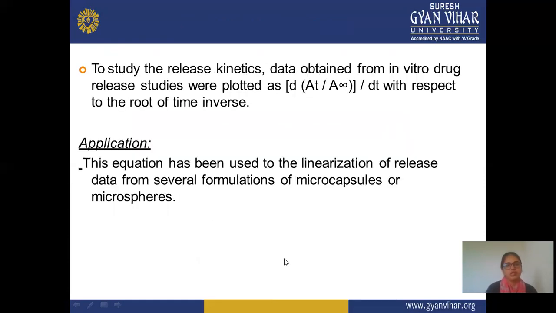To study the release kinetics, data from an in vitro drug release study are plotted as d(At/A∞)/dt with respect to the inverse of the root of time. An application of this model is that this equation is used in linearization of release data from several formulations of microcapsules and microspheres. It is used similarly to the previous one, majorly for microcapsule or microsphere type formulations.